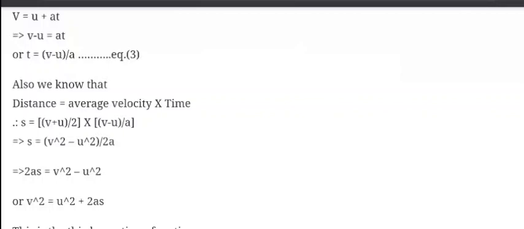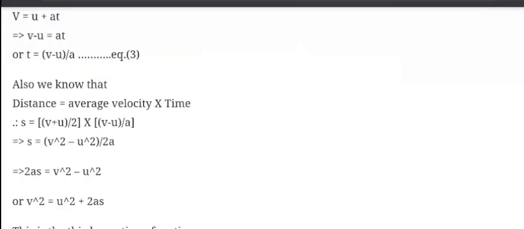Now cross multiply, 2a goes to the LHS, I get 2as, and here I get v square minus u square. I do not like the minus sign, so minus u square you take to the other side, you will get plus u square. So finally I will get v square is equal to u square plus 2as.